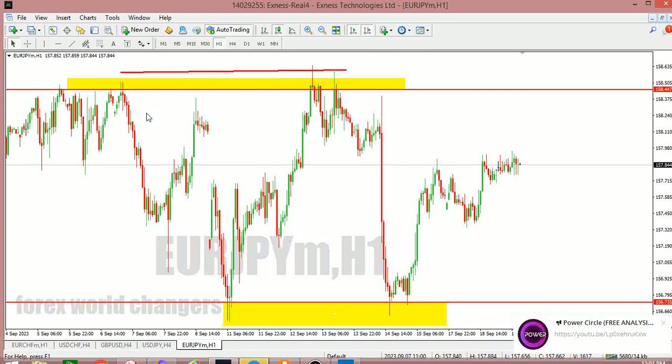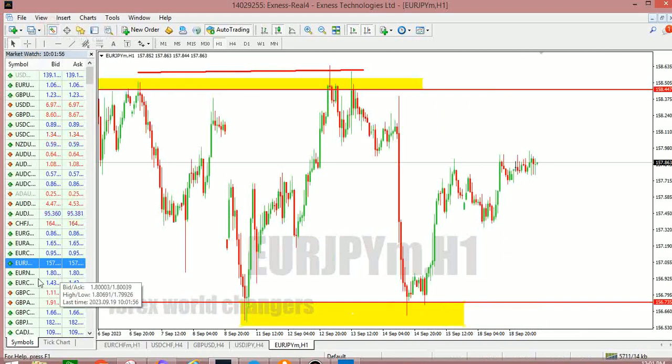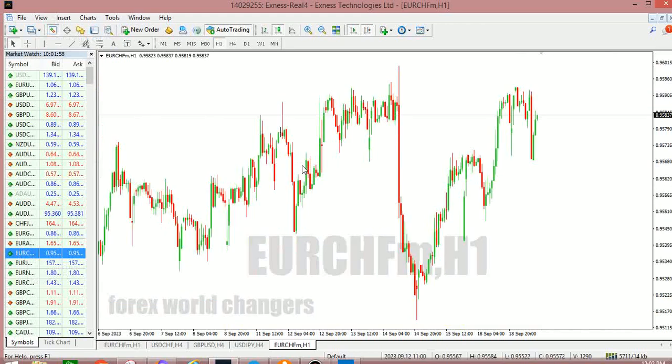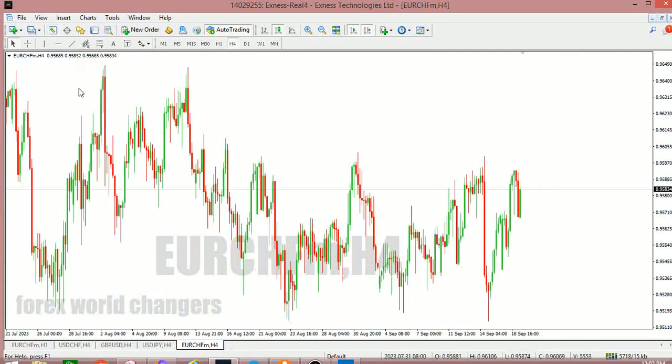So let's get into it. I'm just going to start with Euro Swiss. This is what I'm talking about. The first thing you need to look for is a significant level of resistance or support, and then look for a Quasimodo level. I've explained Quasimodo in the previous video, over and over again. If you still struggle with Quasimodo, make sure you look at the previous video and you'll have a clue. So this is what you look for: a significant level of support or resistance.